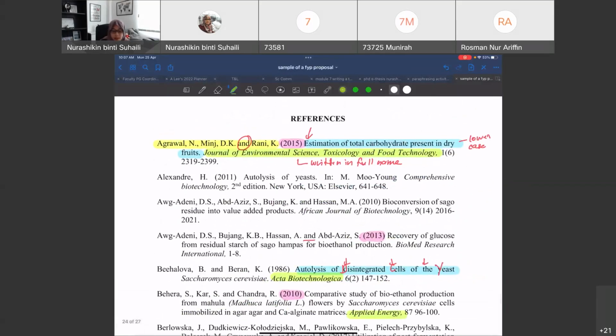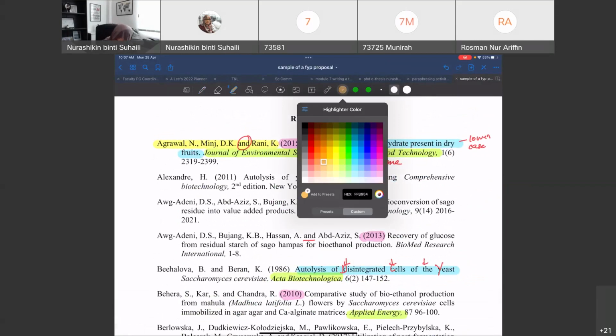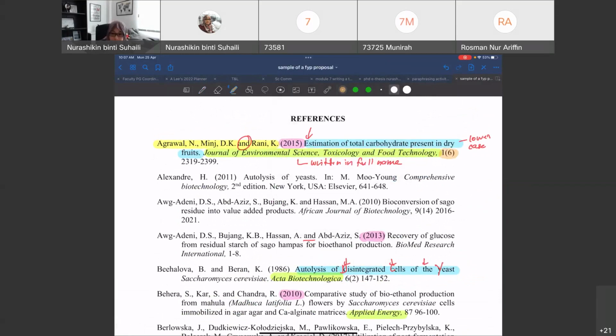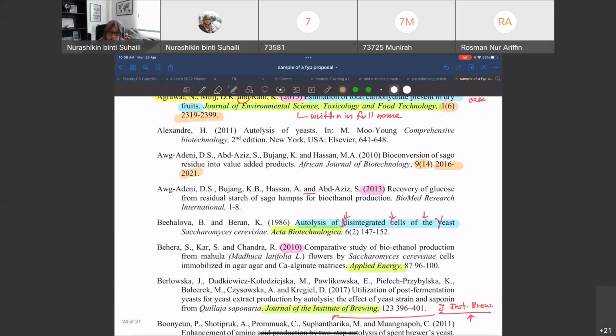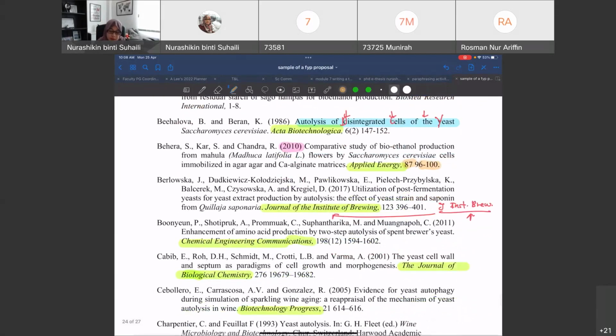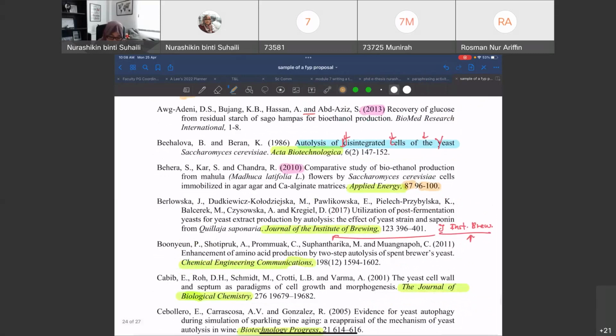Okay, and the rest here is this one. The last one here is volume name. This is a volume number, and this is page number. So you have to make sure for articles, you should have volume number and also the page number. Sorry, ada tak semua? So sometimes the page number is missing. So you have to make sure that all of your articles or lists have the details. Okay, so that's the references. I think that's it.